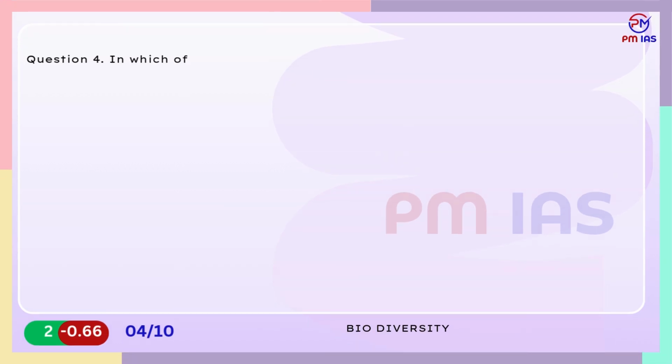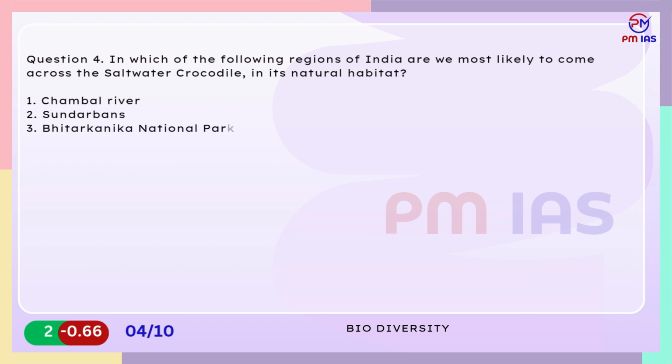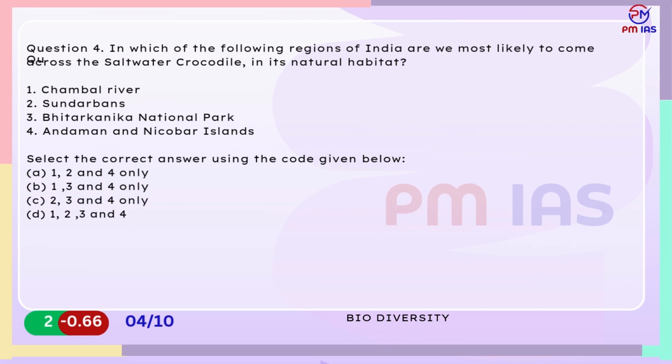Question 4. In which of the following regions of India are we most likely to come across the saltwater crocodile in its natural habitat? 1. Chambal River. 2. Sundarbans. 3. Bhitarkanika National Park. 4. Andaman and Nicobar Islands. Select the correct answer using the code given below. A. 1, 2 and 4 only. B. 1, 3 and 4 only. C. 2, 3 and 4 only. D. 1, 2, 3 and 4.